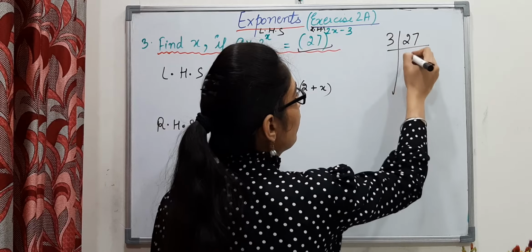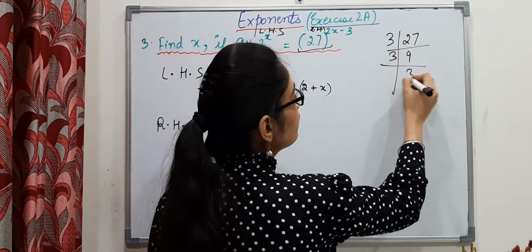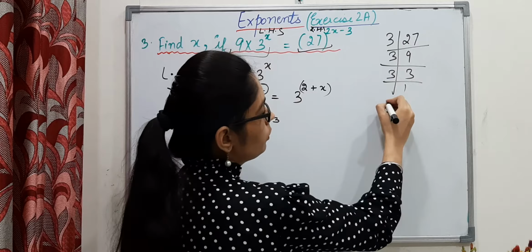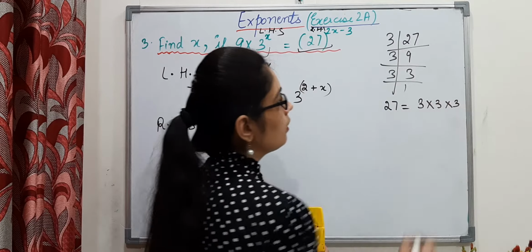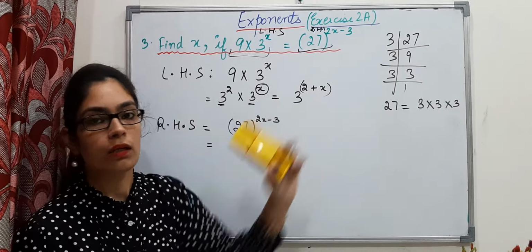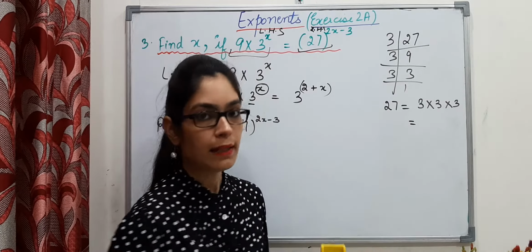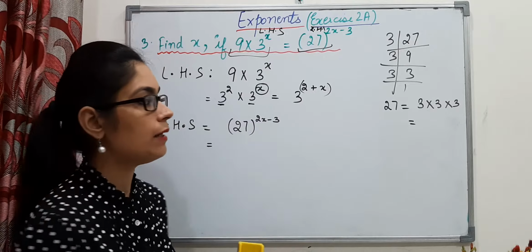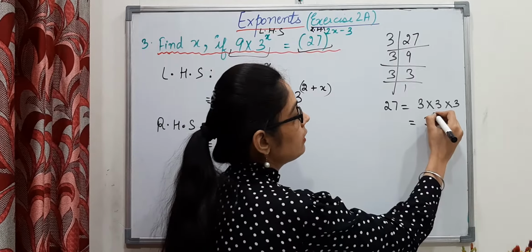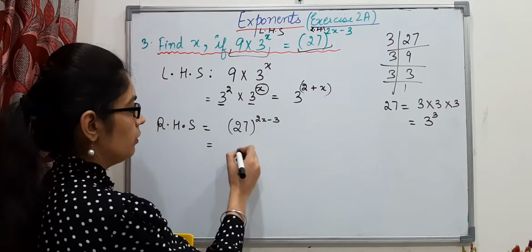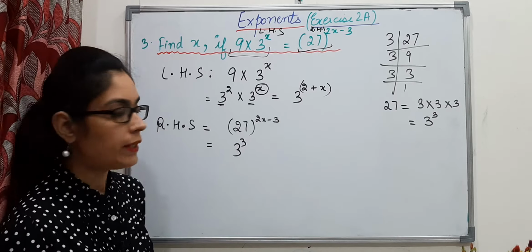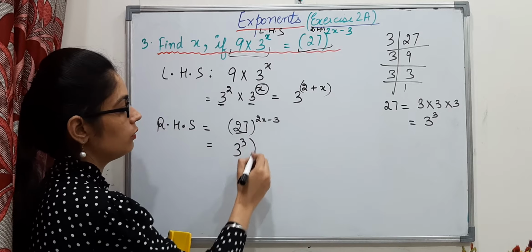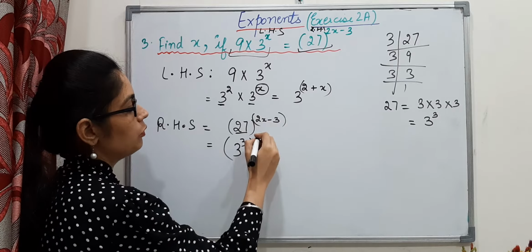So 3 into 9 is 27, 3 into 3 is 9 and 3 into 1 is 3. So 27, if we see, it is 3 into 3 into 3. So 3 getting multiplied by itself 3 times. So we can write 27 as 3 to the power 3. So write it down, 3 to the power 3 only in place of 27.